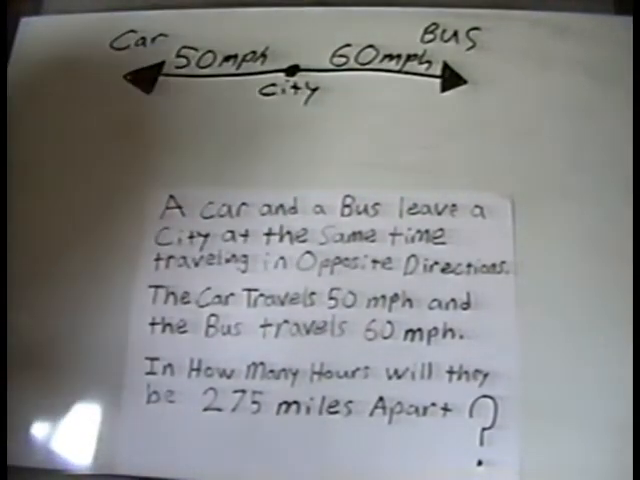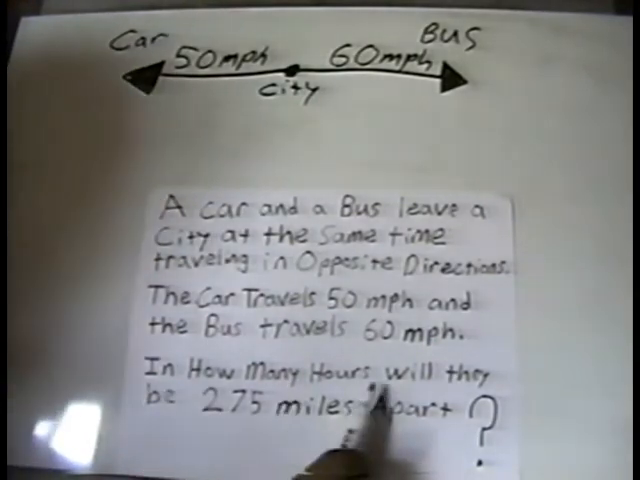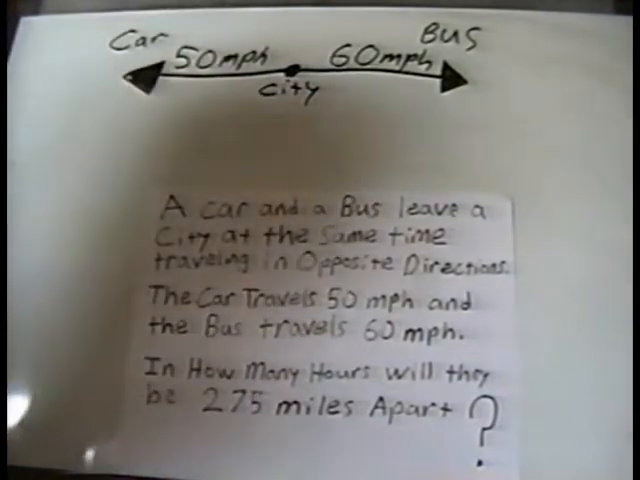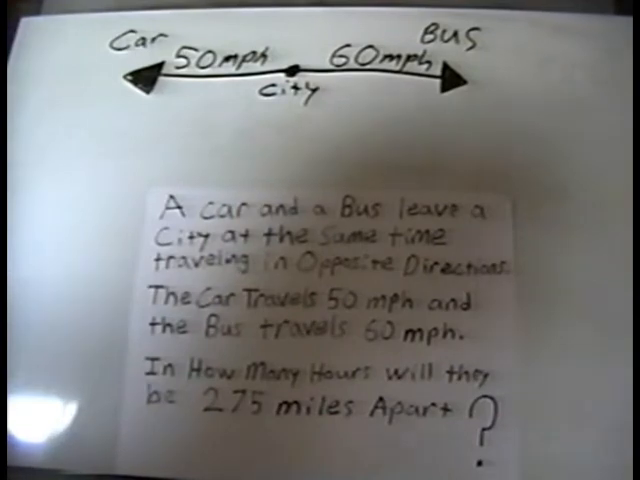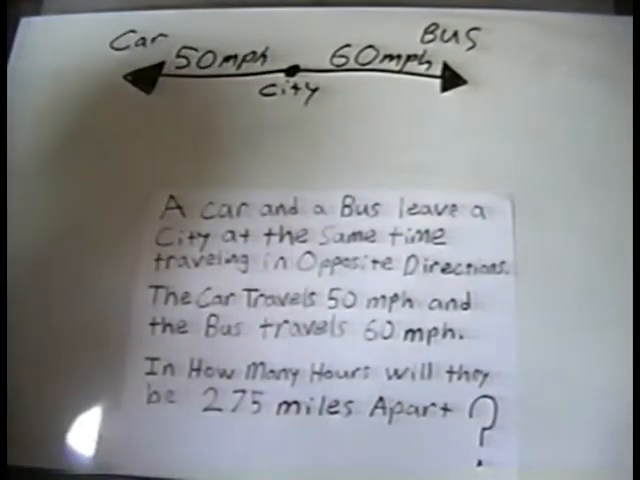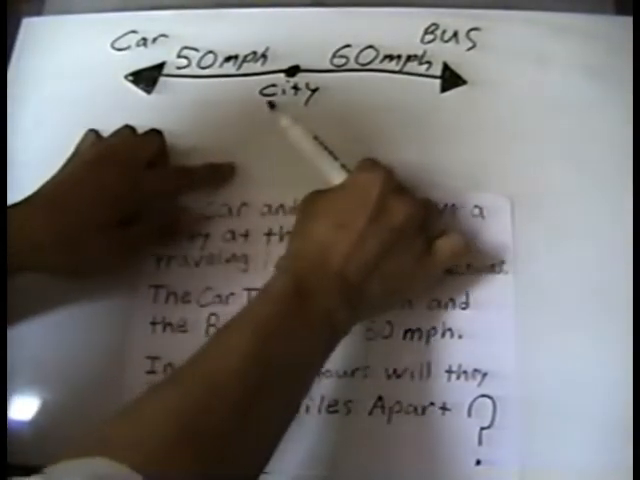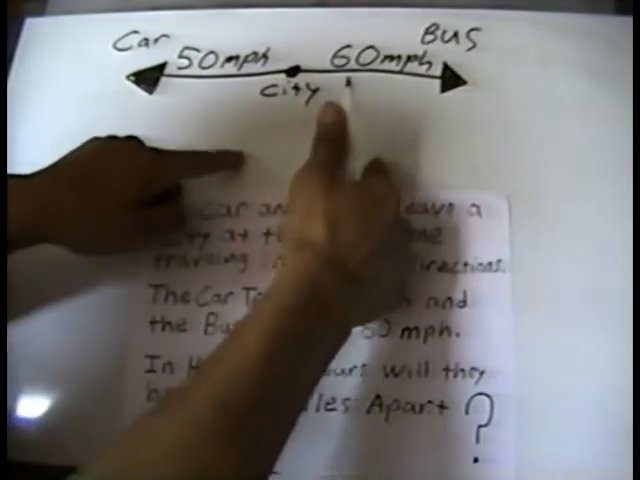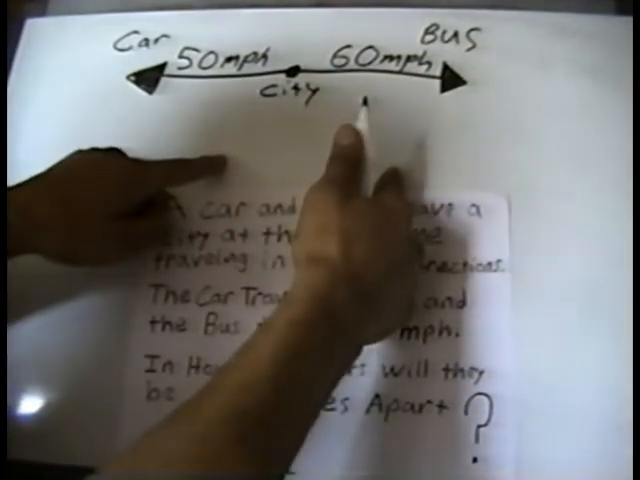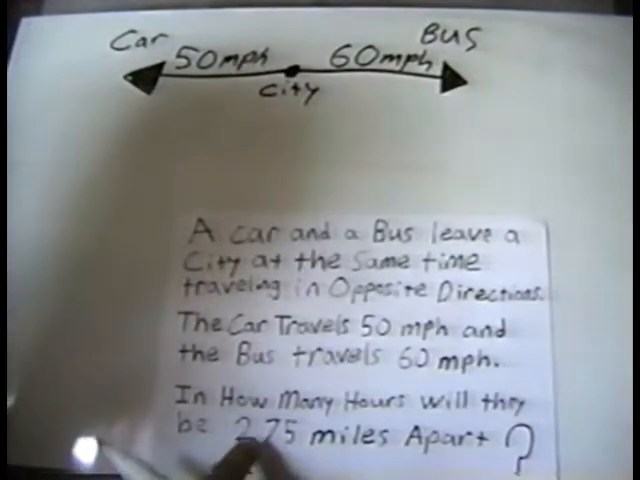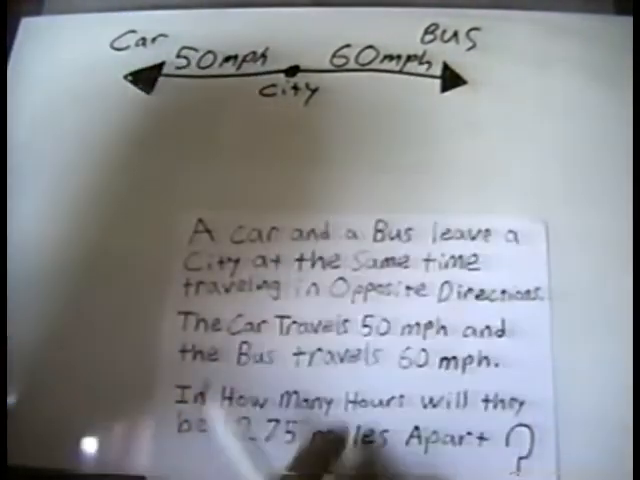The car travels 50 miles per hour. Okay, so we get 50 miles per hour. The bus travels 60 miles per hour. Then our third piece of information, how many hours will they be in? Will they be 275 miles apart?